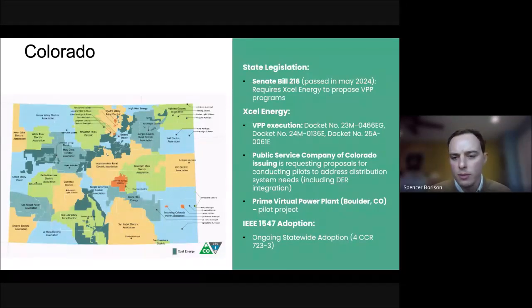There's also the Public Service Company of Colorado, which has been issuing some RFPs to help address some of their distribution system needs. One of the topics within that broader RFP is DER integration, also looking at some of these protocols and how they play a role in that integration.